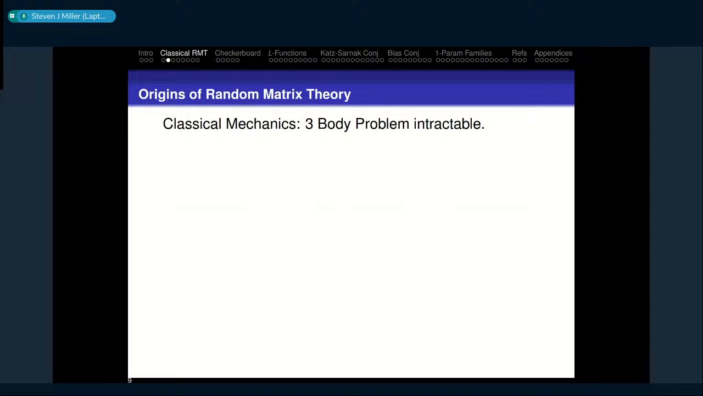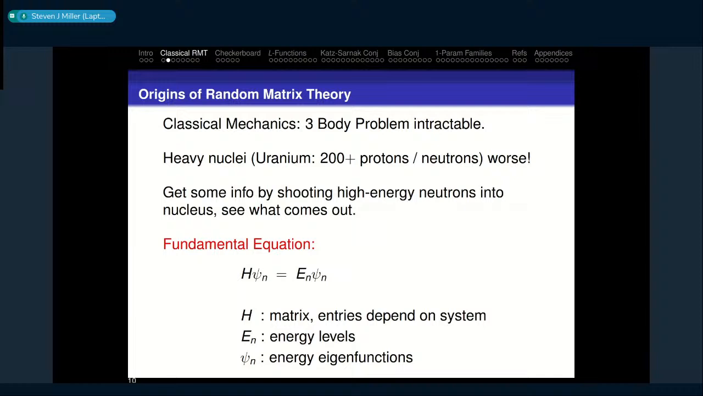And so a lot of the insights in mathematical physics have a role to play in trying to figure out what we should look at in number theory. The classical three-body problem is intractable. If I give you 3 points in general configuration under gravity, we can't say how the system evolves over time. So imagine how much worse it is with something like uranium. We have over 200 protons and neutrons with a far worse force of interaction.